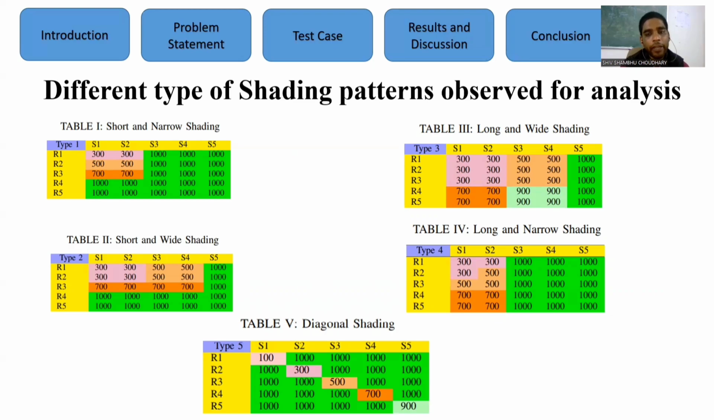Hence, in the short shading, we can see only 3 rows are under the effect of shading, whereas in the long shading, all the 5 rows are under the effect of shading. In the narrow shading, 3 strings are working properly and 2 strings are under the effect of shading, whereas in the wide shading, only 1 string is under proper condition and the remaining 4 strings are under the effect of shading. In the diagonal shading, all the diagonal modules are under the effect of shading.